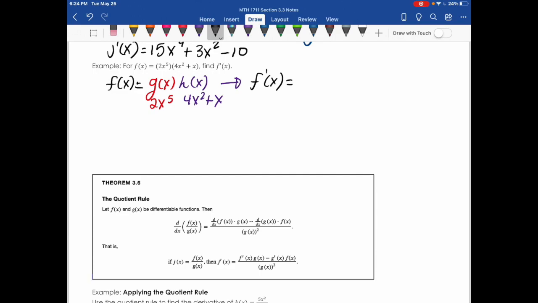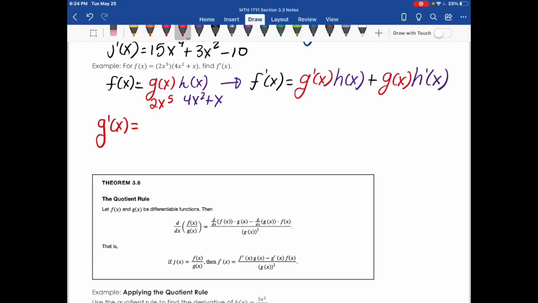So to find our derivative of f of x, we need to use the product rule. So we're going to take the derivative of g of x times h of x, and we're going to add that to g of x times the derivative of h of x. Off to the side, we can do some scratch work. I'm going to find the derivative of g of x using our shortcuts. So that's going to be 10x to the 4th.